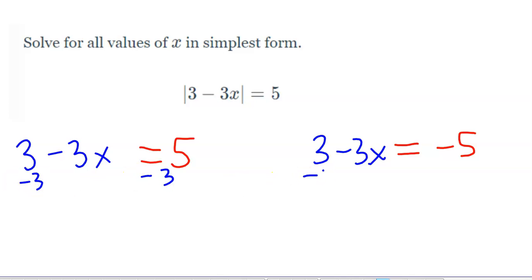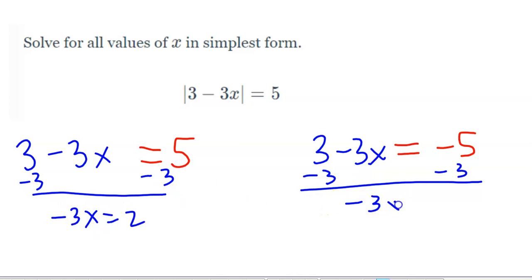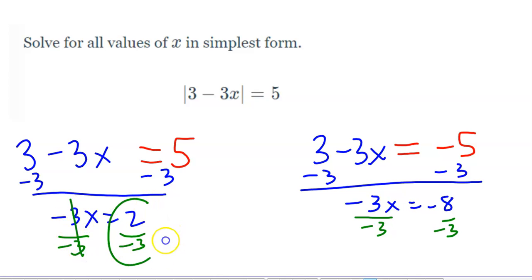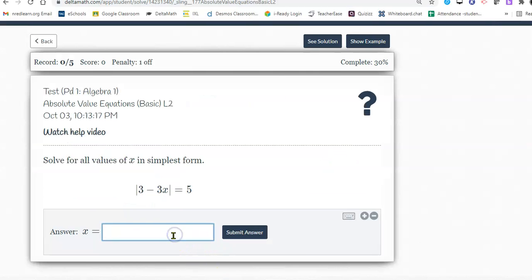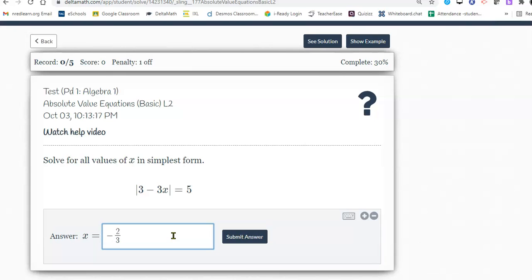Subtract 3 using inverse operations. Again, using inverse operations for my coefficient. So my answers are -2/3 and +8/3. Positive. Two negatives make a positive. So -2/3 and +8/3. -2 fraction bar 3, arrow over, write a comma. There's my next answer, 8/3. So -2/3 and +8/3. And inserting the comma is what allows me to have multiple answers.